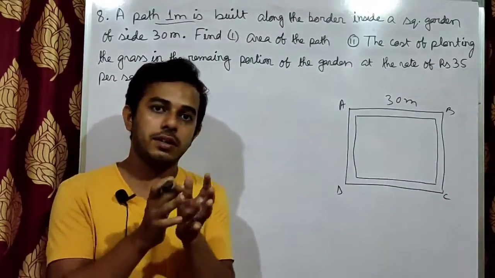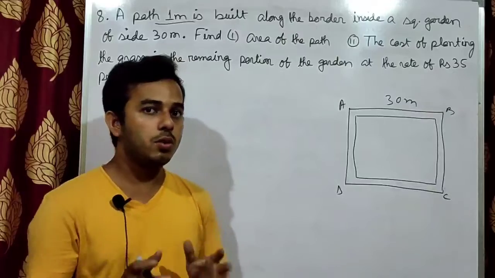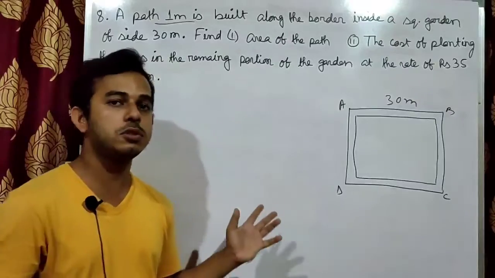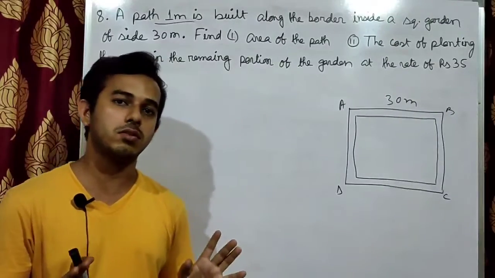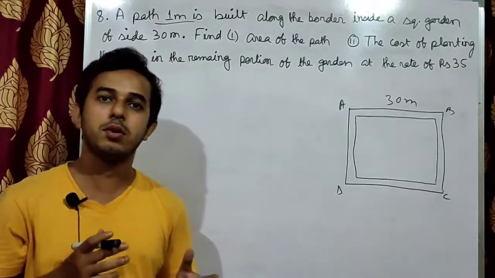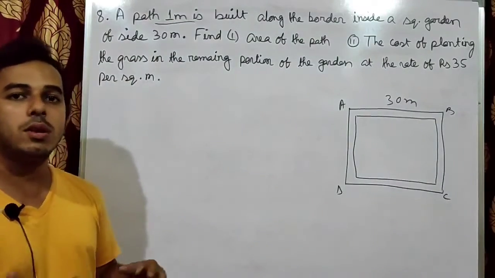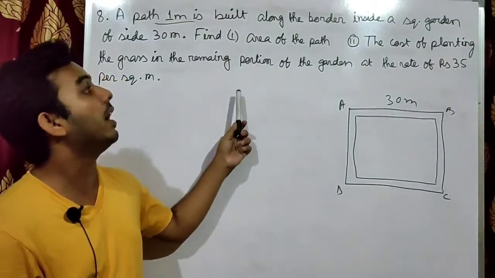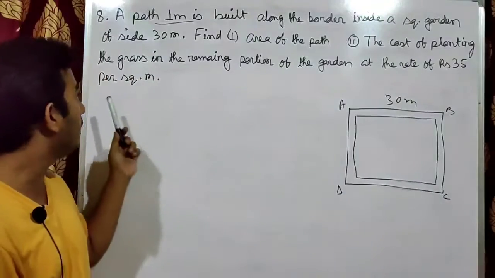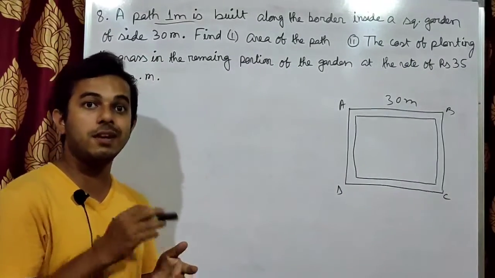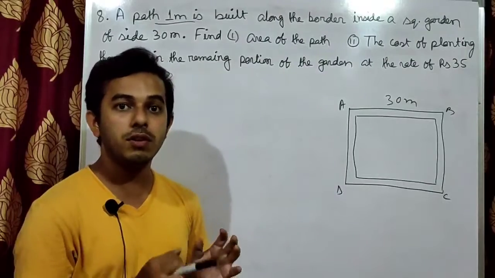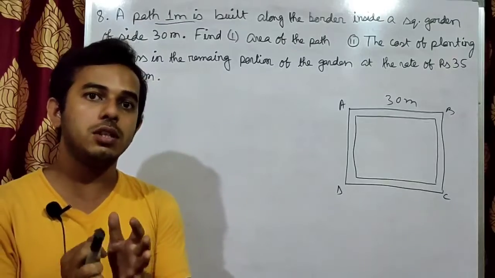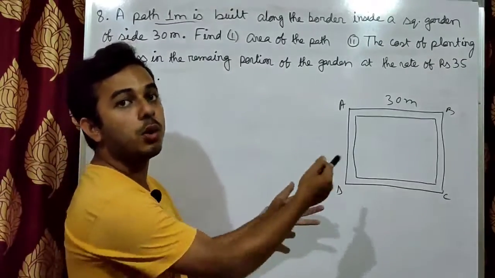Now there are some regions left, right? Suppose the total area is 30 meter square, and the area of the path is considered 10 meter square. So there are 20 meter square left in your garden. Now you want to plant trees, so you have to find out the cost of planting at the rate of rupees 35 per square meter. That means if you plant trees in 1 meter square, it costs rupees 35. So how much will it cost to plant trees in 20 meter square?